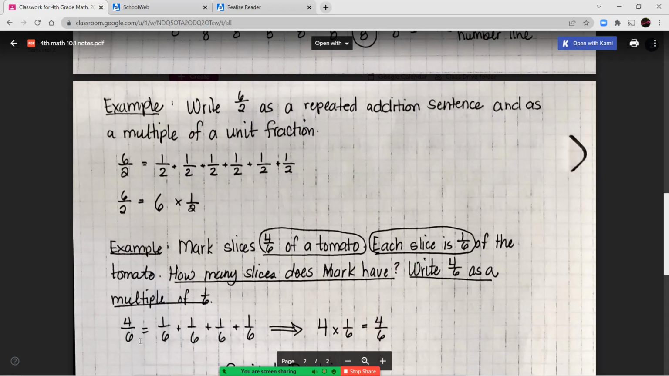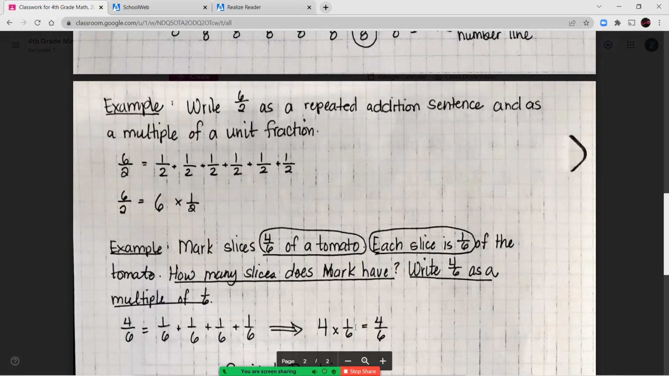So 4/6, we're going to break it up into individual pieces. So 1/6 plus 1/6 plus 1/6 plus 1/6 equals 4/6. Or I can write it as a multiplication and say 4 times, or 4 of those 1/6 size pieces put together make 4/6 altogether.